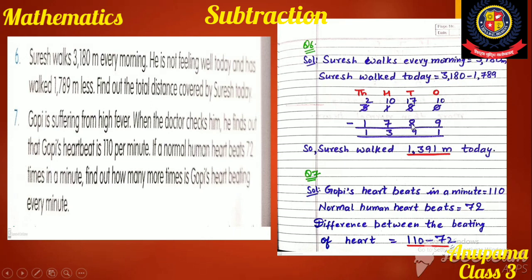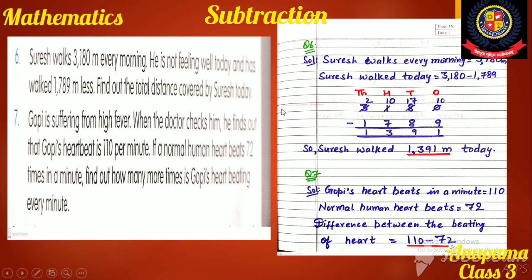Now 7 minus 8 is not possible, so we will take a borrow from the hundreds column. It will become 17, and here 0 is left. So 17 minus 8 is 9. Write 9 in the tens column. Now 0 minus 7 is not possible, so we will take a borrow from 3. After giving 1, here 2 is left, and 0 will become 10. Now 10 minus 7 is 3. Write 3 in the hundreds column. Now 2 is left here. 2 minus 1 is 1. So Suresh walked 1391 meters today.